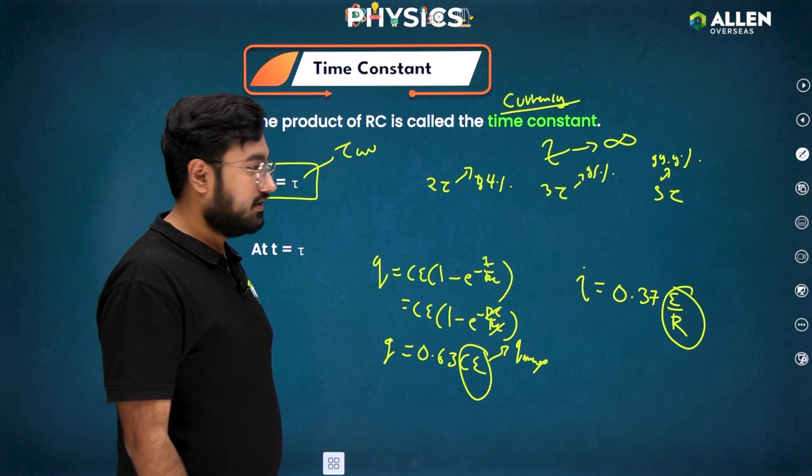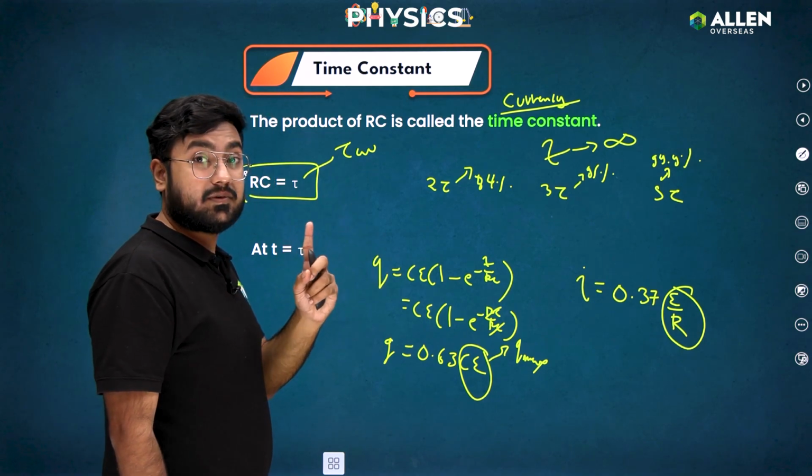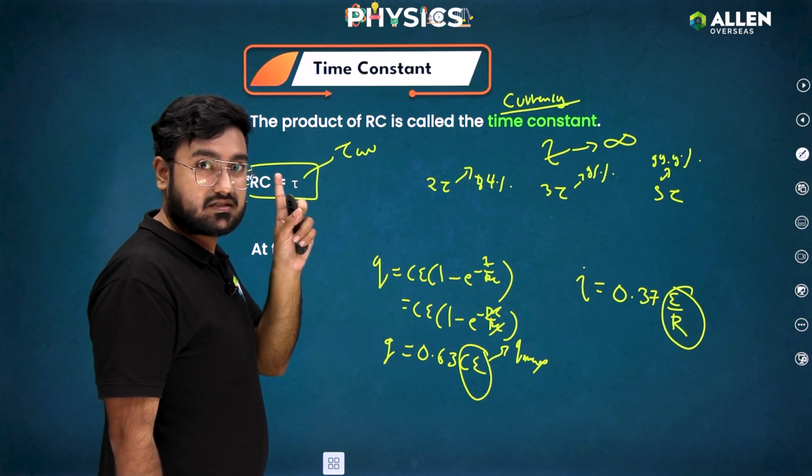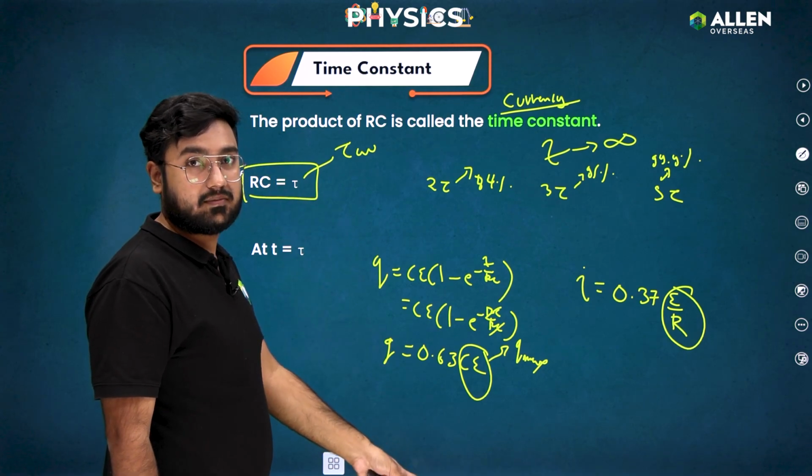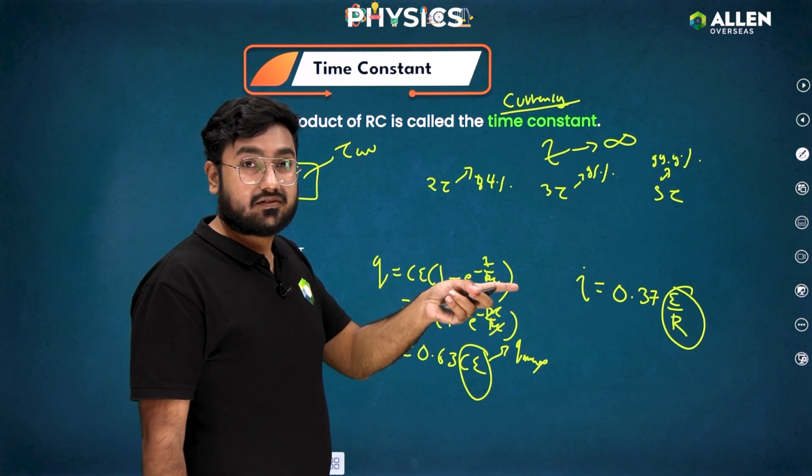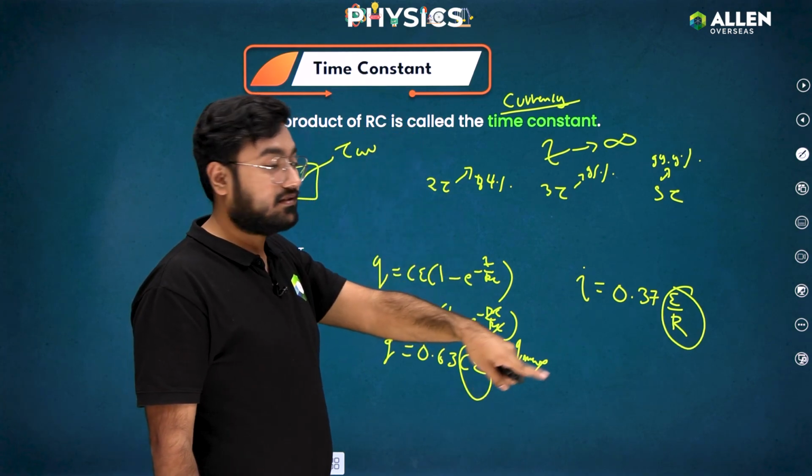So in one time constant, 63% of the job is done. Charge is increasing, so it reaches 63% of the maximum charge, and current is decreasing, so 63% has been decreased. So this much remains.